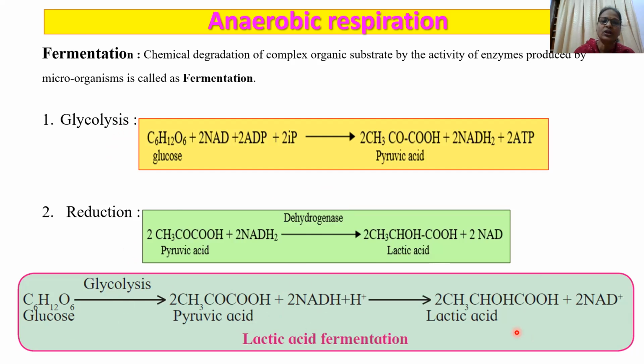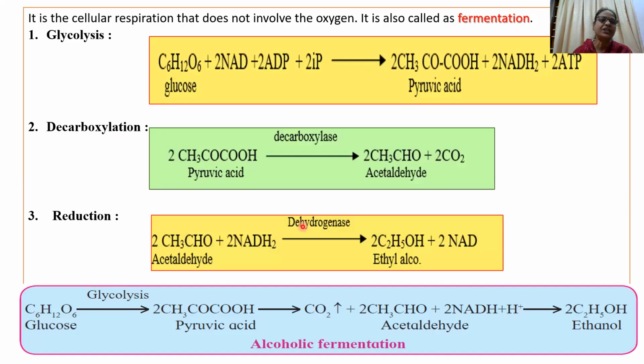We will see the alcoholic fermentation. It consists of 3 steps. It is a cellular respiration and does not involve oxygen. In fermentation there is no involvement of oxygen; it is cellular respiration. And in alcoholic fermentation, the end product is ethyl alcohol, and it is completed in 3 steps. Decarboxylation is absent in lactic acid fermentation. This is the step seen in case of alcoholic fermentation only.